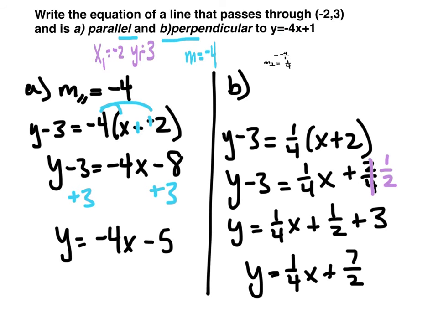All right, so we should have ended up at y equals 1/4 x plus 7 over 2. And if you're wondering how I got this 7 over 2, it's because I added 1/2 to 3, and 3 1/2 is the same thing as 7 over 2. Another way that you could do it is that this 3 is the same thing as 6 over 2. So 1 over 2 plus 6 over 2 is 7 over 2.